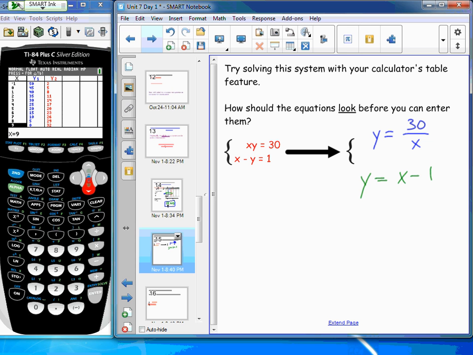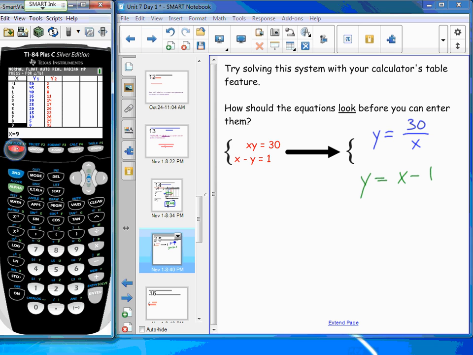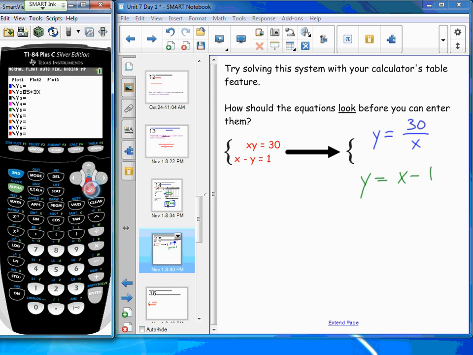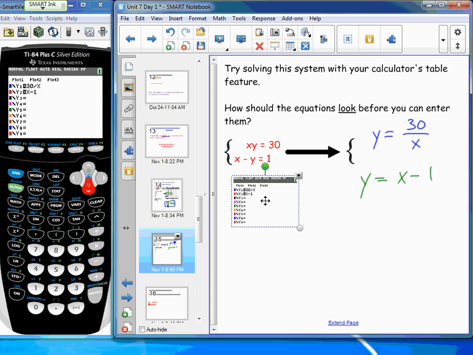Let's go to our graphers. We're going to enter these as a new system in our graphing calculator. So here we go. We'll clear out our old entries, and we'll now enter our new entries. It looks like y equals 30 over x is our first equation, and y equals x minus 1 is our second equation. Take a minute and make sure you have the correct equations entered. And then let's go ahead and go to our table feature again.